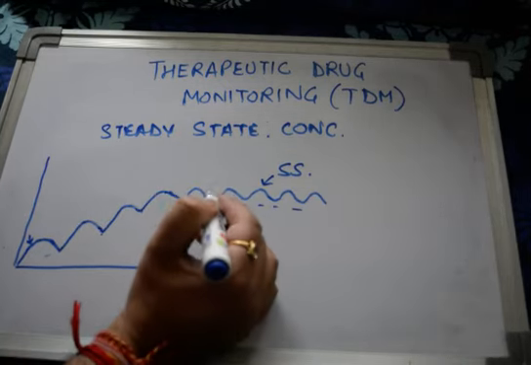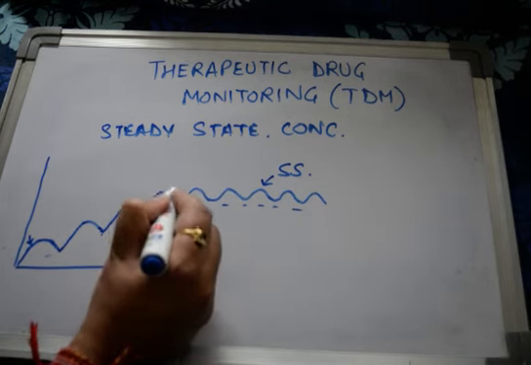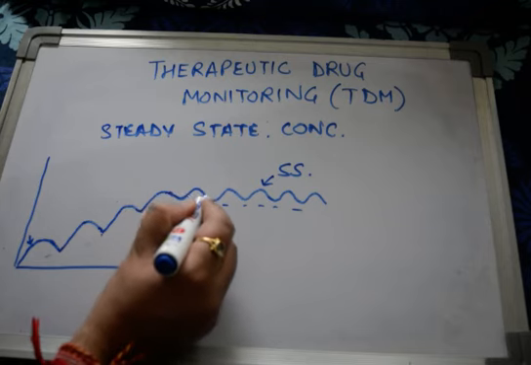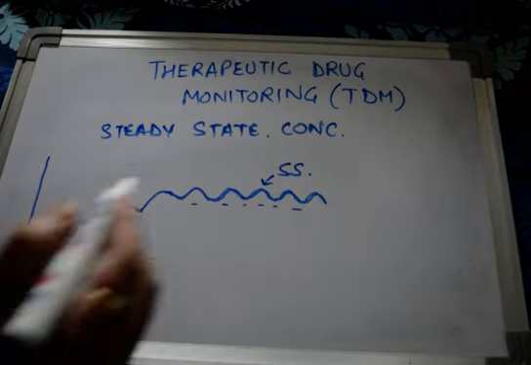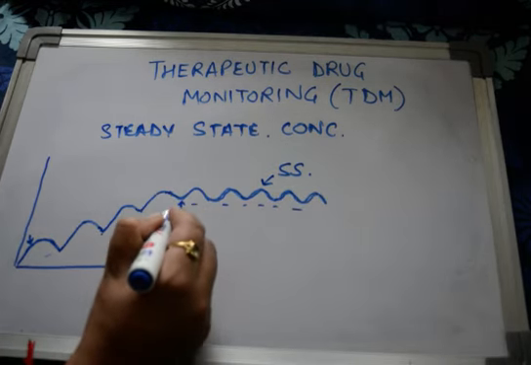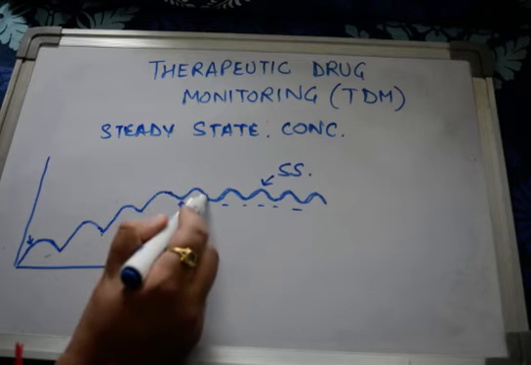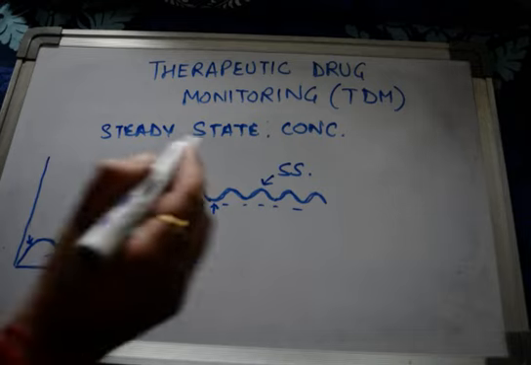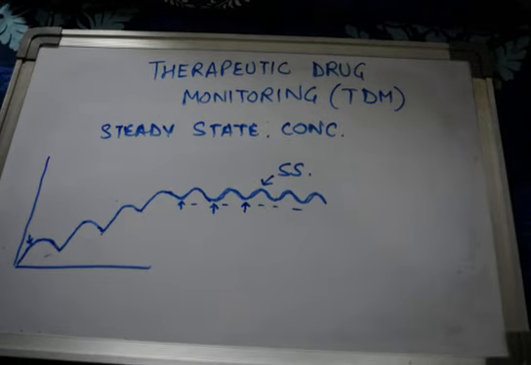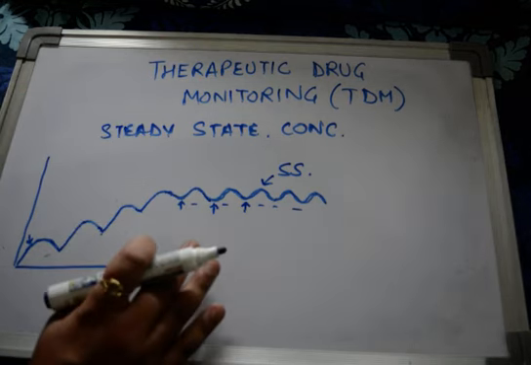And now you can see that in this steady state concentration there is undulation, or you can say a sine wave pattern is found, because this is the place when a drug is given, so the concentration is rising, and after some time the drug is eliminated and the concentration falls here, and then again the next dose is given. So every next dose is just given to compensate for the losses of elimination. Right, got this?